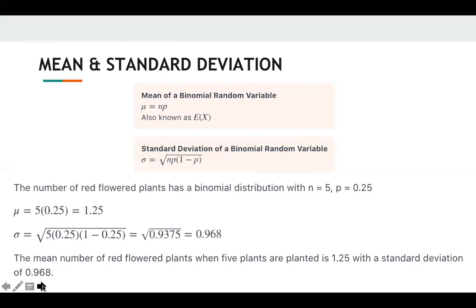So we can calculate our mu here by multiplying your n times your p. So you multiply 5 times 0.25. And therefore, you get a mean for your binomial random variable of 1.25. And then plugging into the standard deviation formula, 5 times 0.25 times 1 minus 0.25, you just take the square root of that number, and you get 0.968. And then you can say that the mean number of red flowered plants when 5 plants are planted is 1.25, and that has a standard deviation of 0.968.